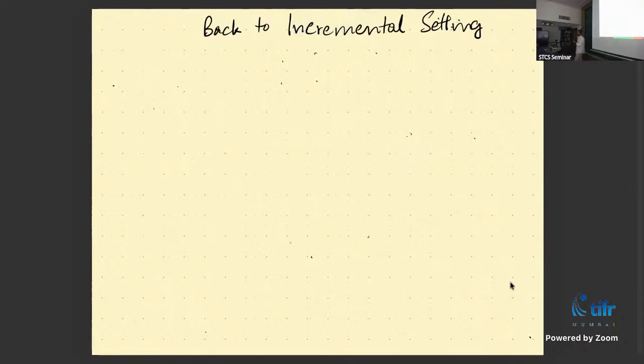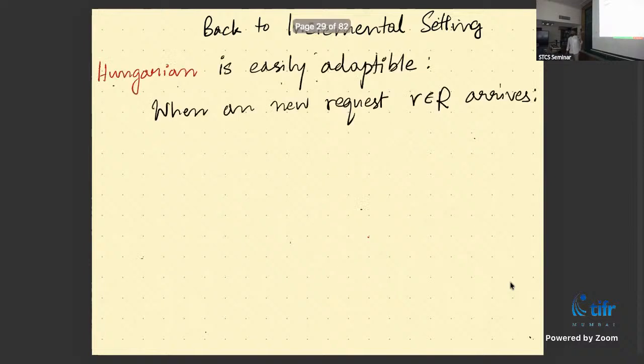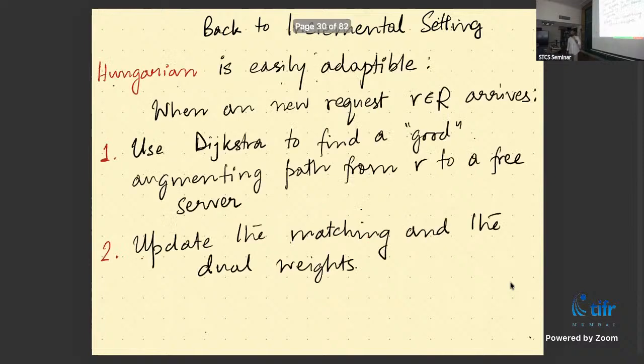So with this in mind, let us go back to the incremental setting. Now, we have at least one algorithm for the incremental setting, which is the obvious one, which in fact is what we were doing in the offline setting as well. So when a request arrives, I just use Dijkstra to find an augmenting path on the reduced cost, which I have defined. And then I have to update the matching and I update the dual weights in a certain way so that things are fine.